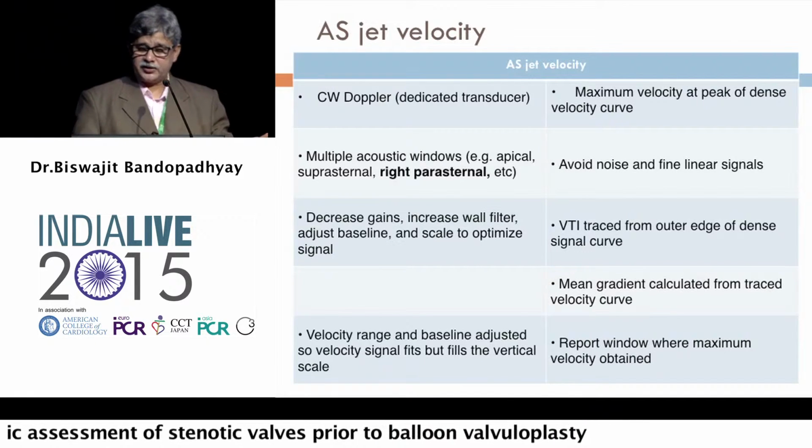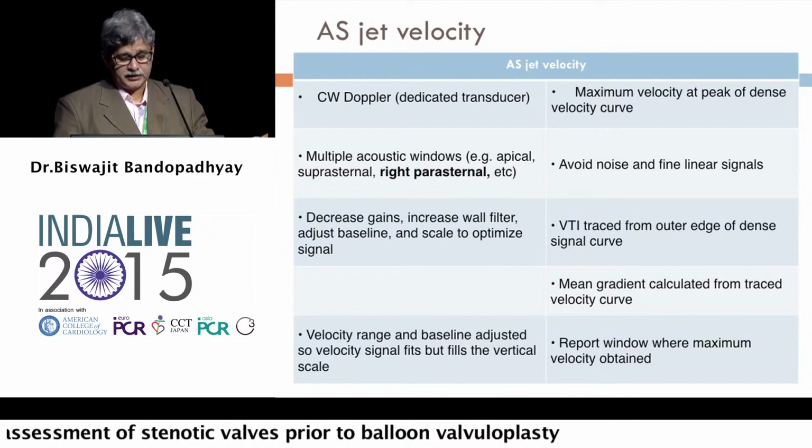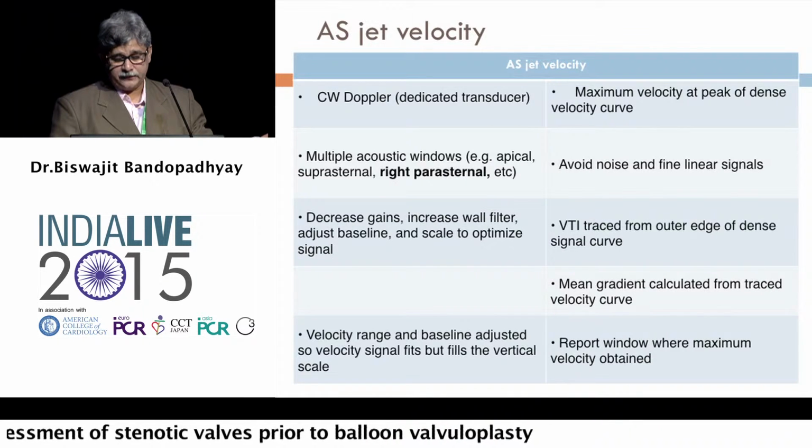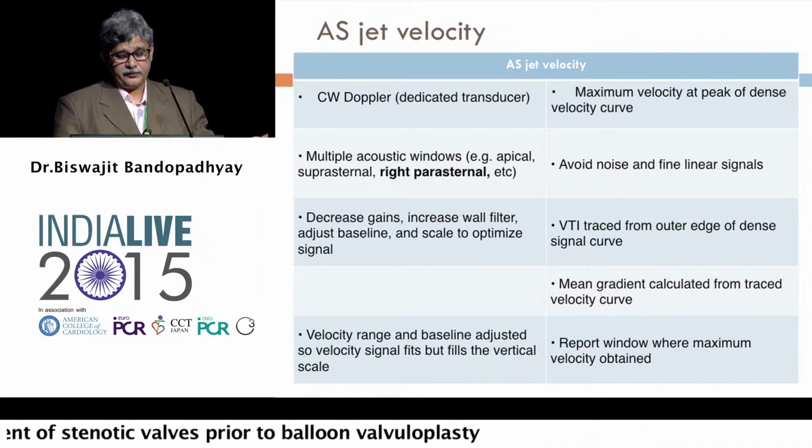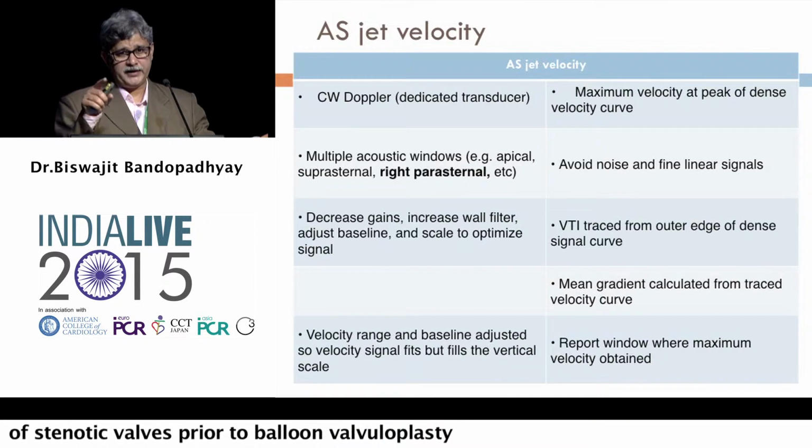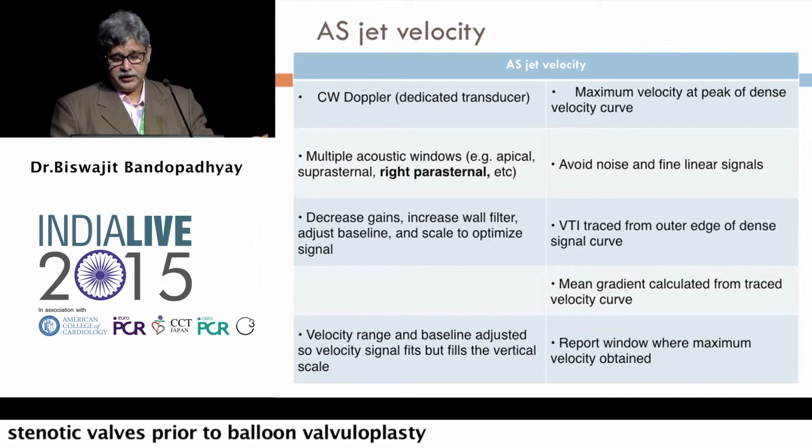Measure the maximum velocity at the peak of the dense velocity curve. Avoid noise and fine linear signals. Beginners often start measuring where the tips of the frayed Doppler signals are, but that is wrong. You have to trace the dense velocity curve.